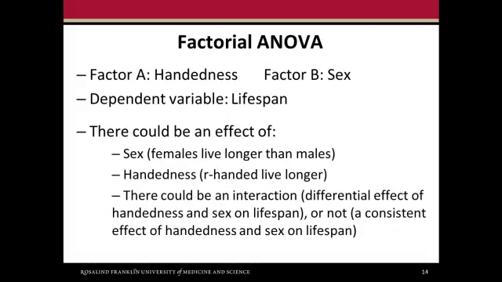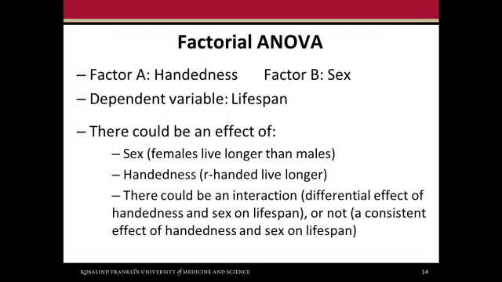So we have our two different factors and our dependent variable, and there could be some effect of sex, so perhaps females live longer than males. There could be some effect of handedness, so maybe right-handed people live longer because the world is made for right-handed people, unfortunately, if you're left-handed. And there could be more, I don't know, scissor accidents or something associated with left-handed people.